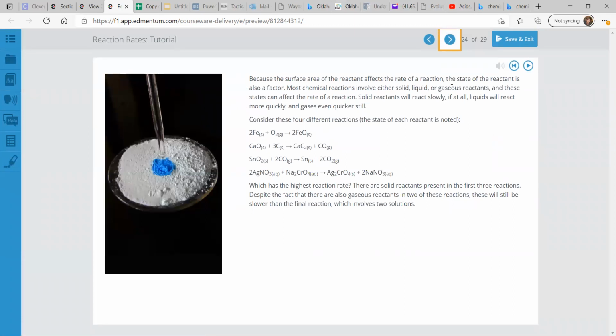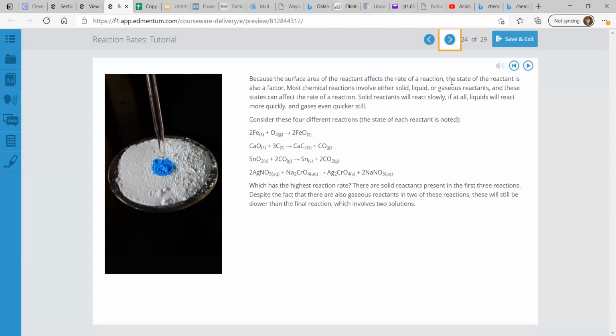Because the surface area of the reactant affects the rate of a reaction, the state of the reactant is also a factor. Most chemical reactions involve either solid, liquid, or gaseous reactants, and these states can affect the rate of a reaction. Solid reactants will react slowly, if at all. Liquids will react more quickly, and gases even quicker still.